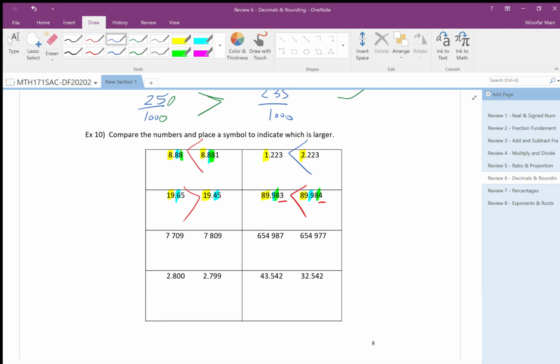Okay, so I have 7000 and 7000. So now I continue. I have 700 and 800, so I stop because 800 is larger. So I don't care what comes after. Maybe after 800 I have 899, and the other one is 700. Sorry, maybe it's just 800 and the other one 799. So it's still 800 that is bigger. How about this one here?